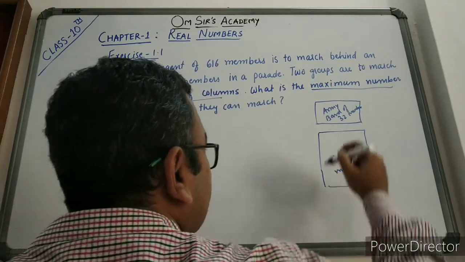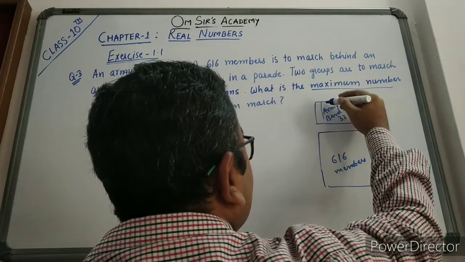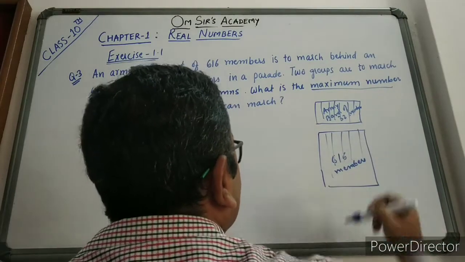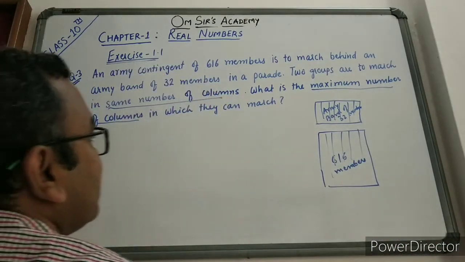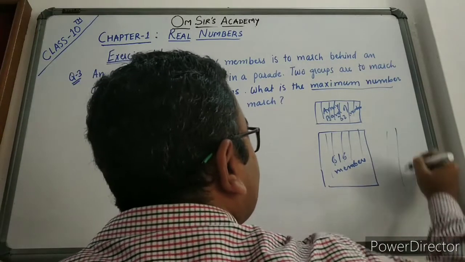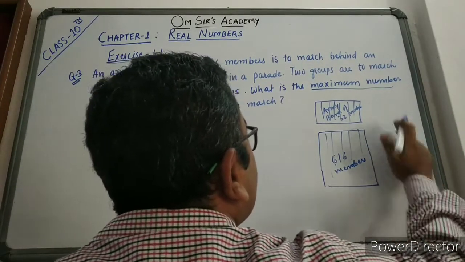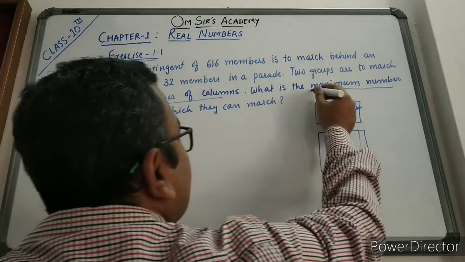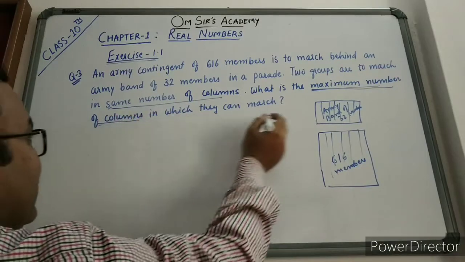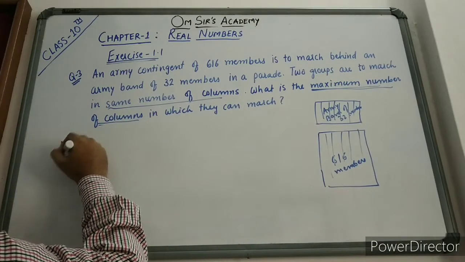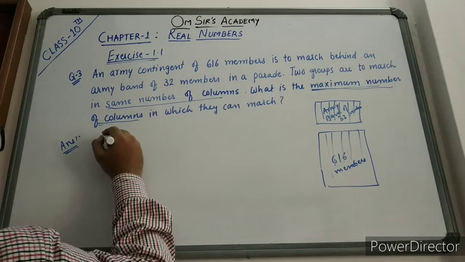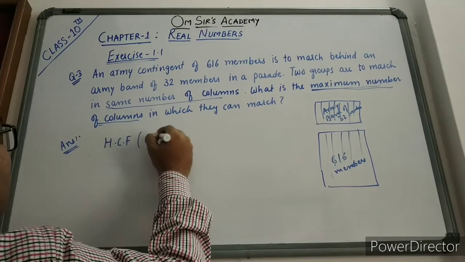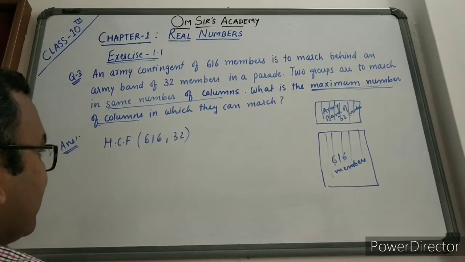For example, if the first group has a maximum of 10 columns, then the second group also should have 10 columns only. Why? Because the number of columns should be the same. Columns are like this. Okay friends. So the solution of this will be: whenever we are asked to find the maximum number of something, you have to find the HCF. So here you will be finding the HCF of 616 and 32 by Euclid's algorithm.